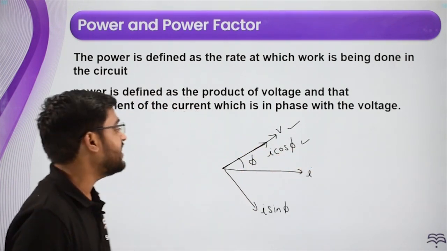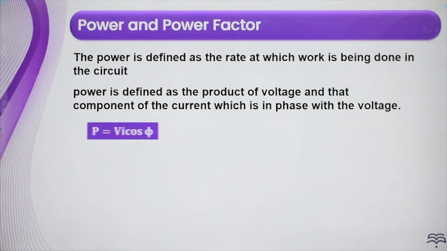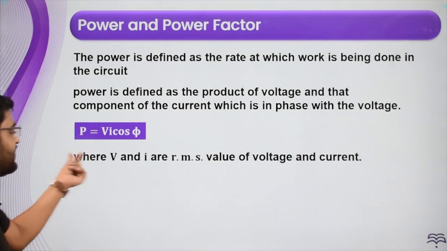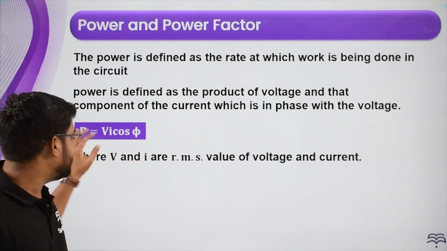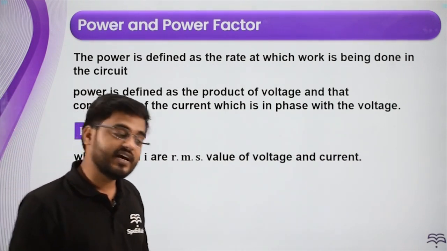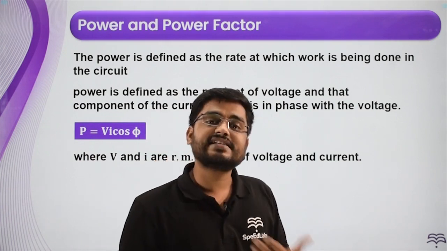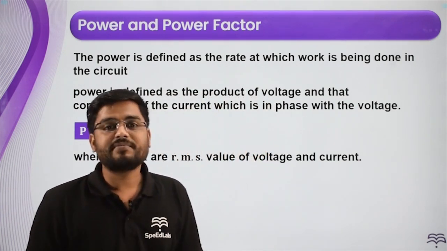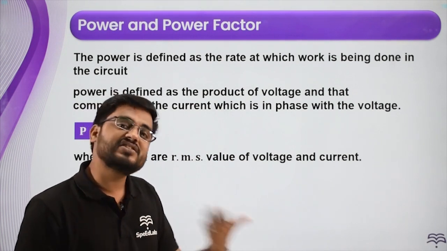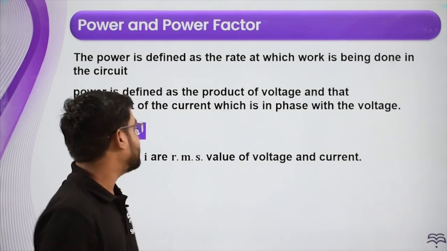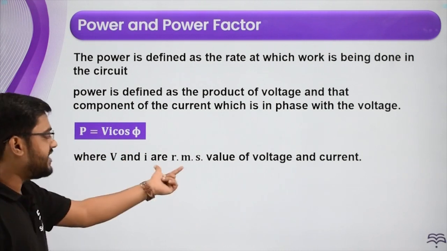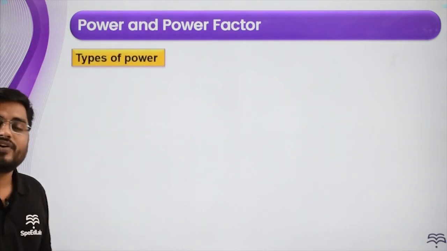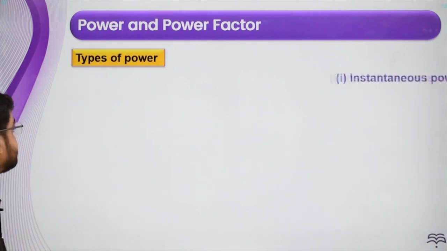Which V and which I? Power is defined as VI cos phi, and here which value do we use? We use the RMS value. For an entire AC circuit, if values are not mentioned, then they are basically RMS values. Otherwise they will mention if they are peak values. So this V is V RMS and this I is I RMS. These are the RMS values of voltage and current.